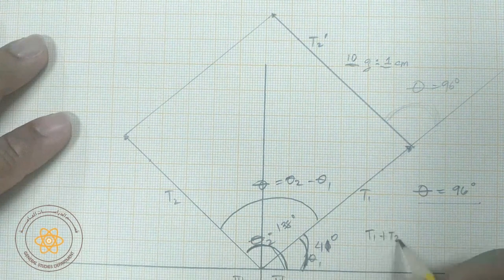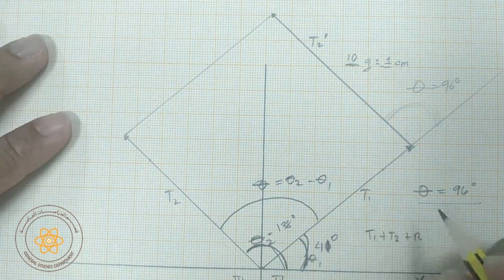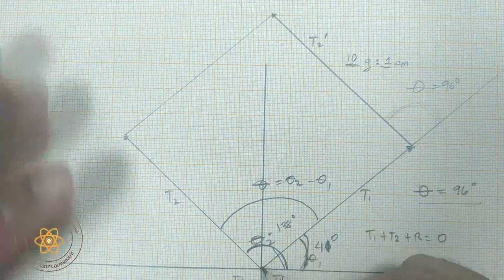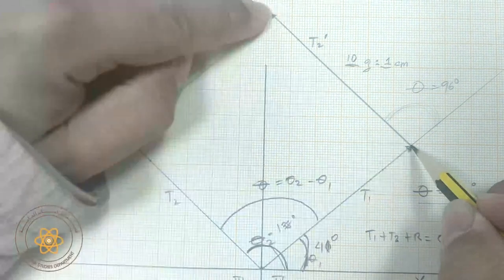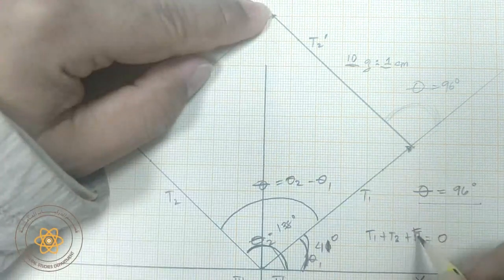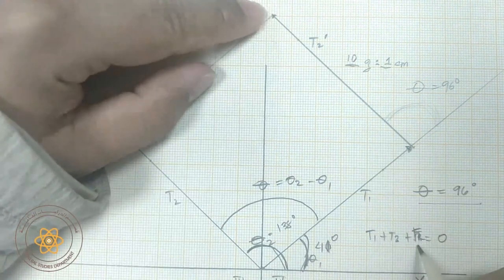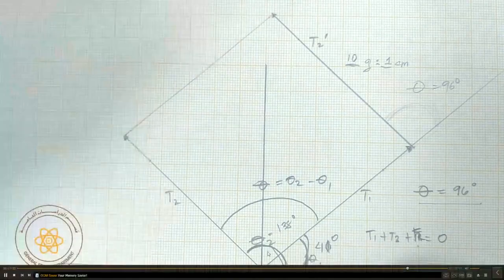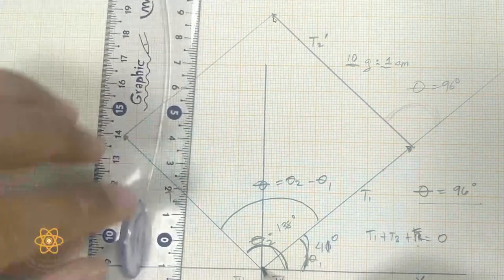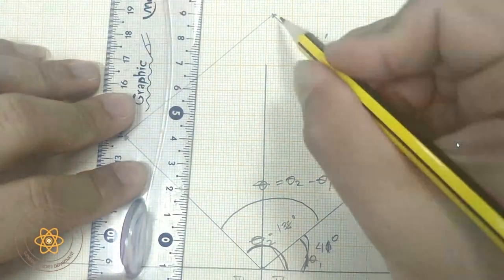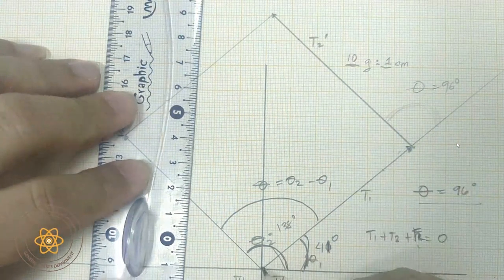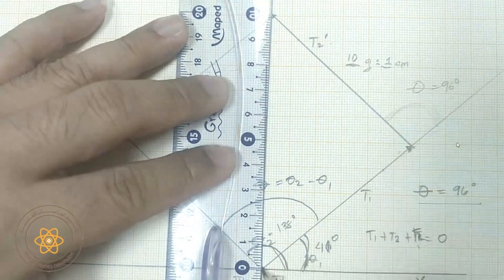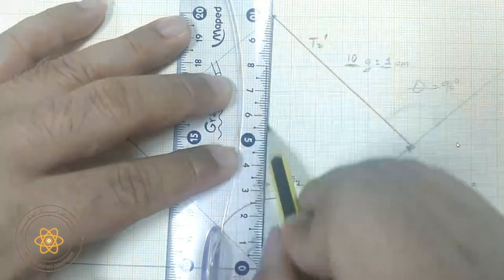So let me write again. T1 plus T2 plus R. Remember what R is? FR is equal to 0. That's the rule for equilibrium. So if we add T1 plus T2 plus the third value, let's call it FR, it's equal to 0. Where's 0? Right over here. So where do we draw the final line? To add T1 plus T2 plus FR to get 0, the final line is at the end of T2 prime going back to 0. That's the final line.